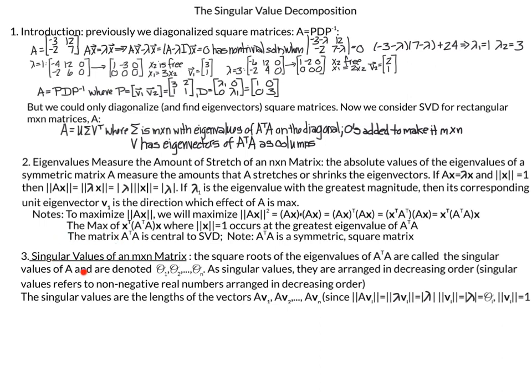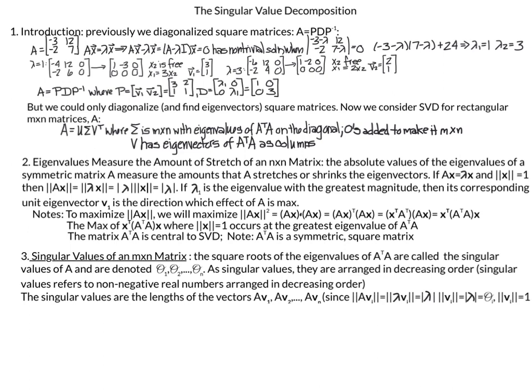So singular values is where singular value decomposition gets its name. Singular values is a general mathematical concept, and singular values refer to non-negative real numbers arranged in decreasing order. But again, the name of singular value decomposition comes from singular values because this middle matrix here, this sigma, is composed of singular values. In the same way, when we do diagonalization, it's the middle matrix that's diagonal.